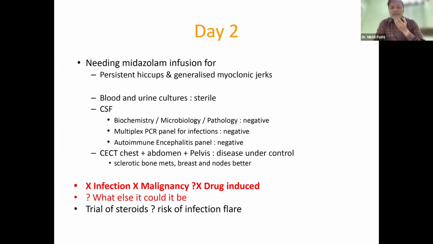So we had a discussion again with our neurologist, the ICU team, about what the other possibilities were. Should we give her a trial of steroids? Now, steroids on a higher dose also provoke a risk of flare in infection. So it was really a confusing and difficult situation for us.